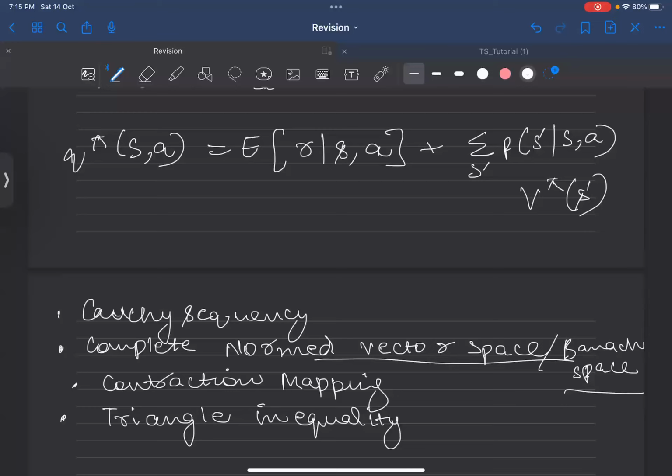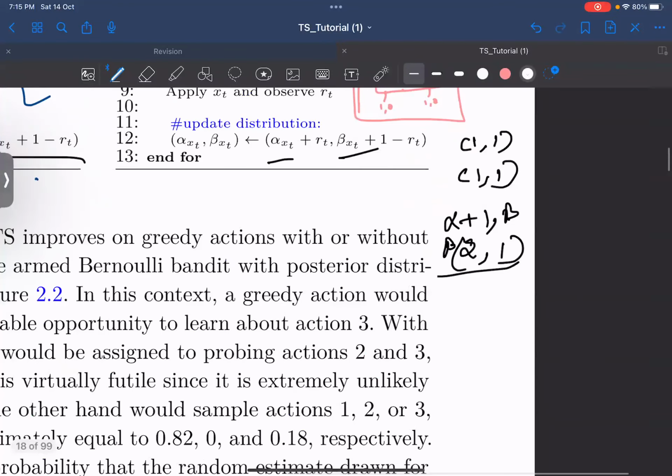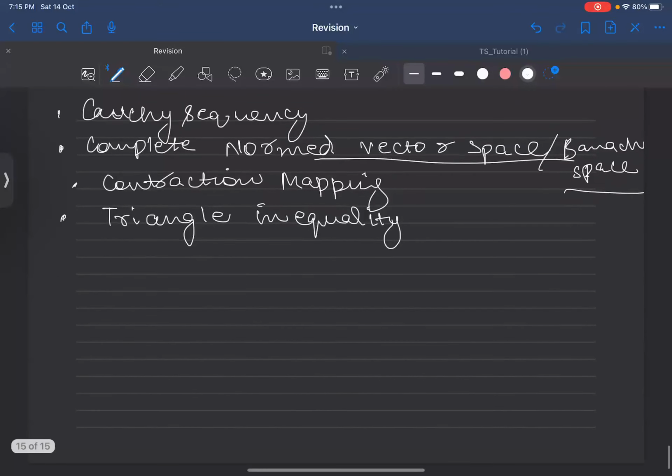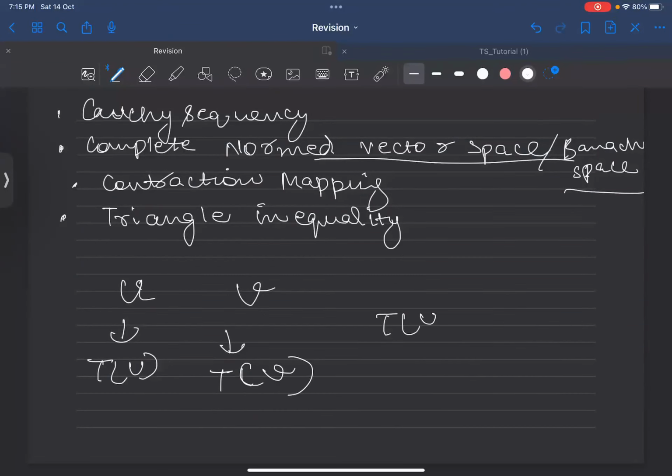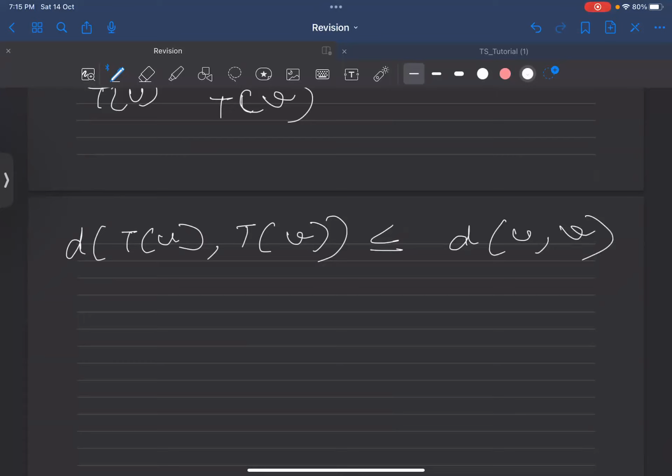Coming to contraction mapping, what do you think? What is contraction mapping? If I have u, I have v, and I have the function T of u and v, then TU and TV will be closer to each other. The distance between TU and TV will be less than the distance between U and V. This is basically the contraction property or contraction mapping.